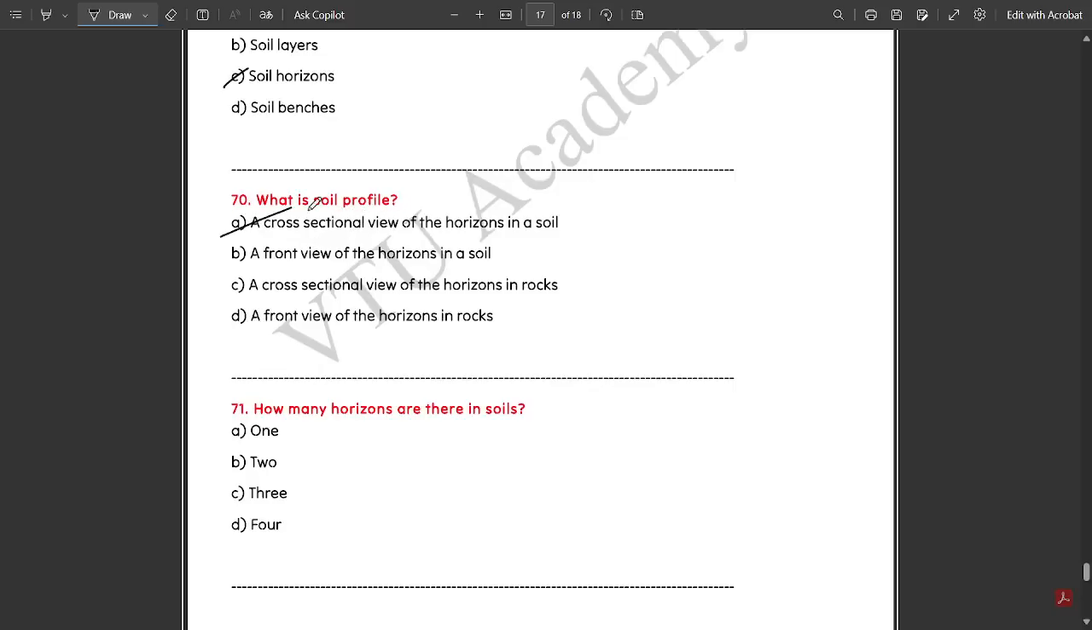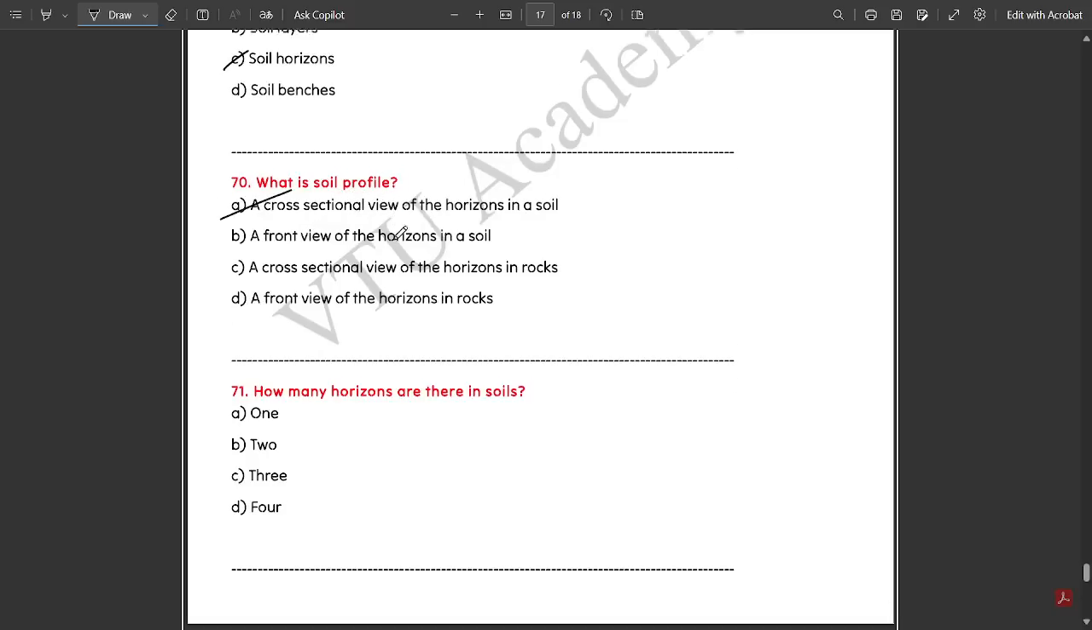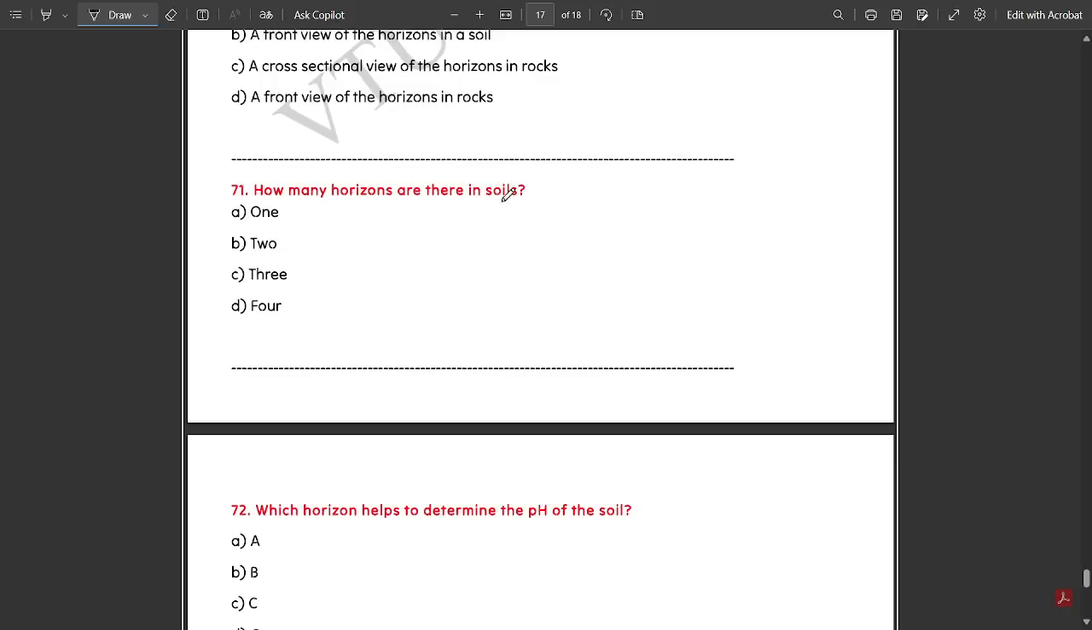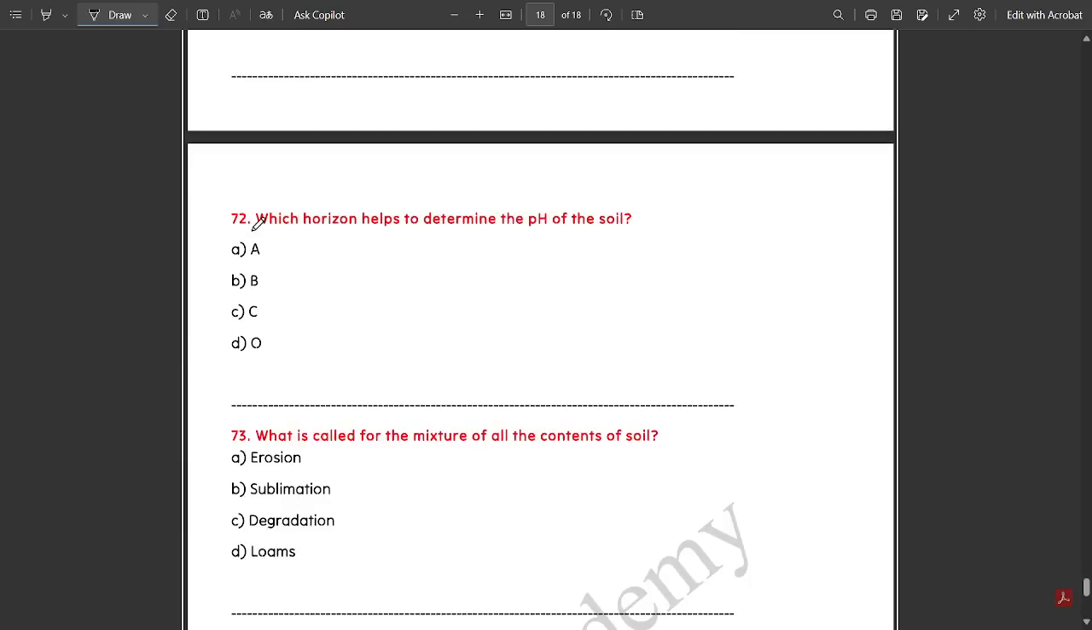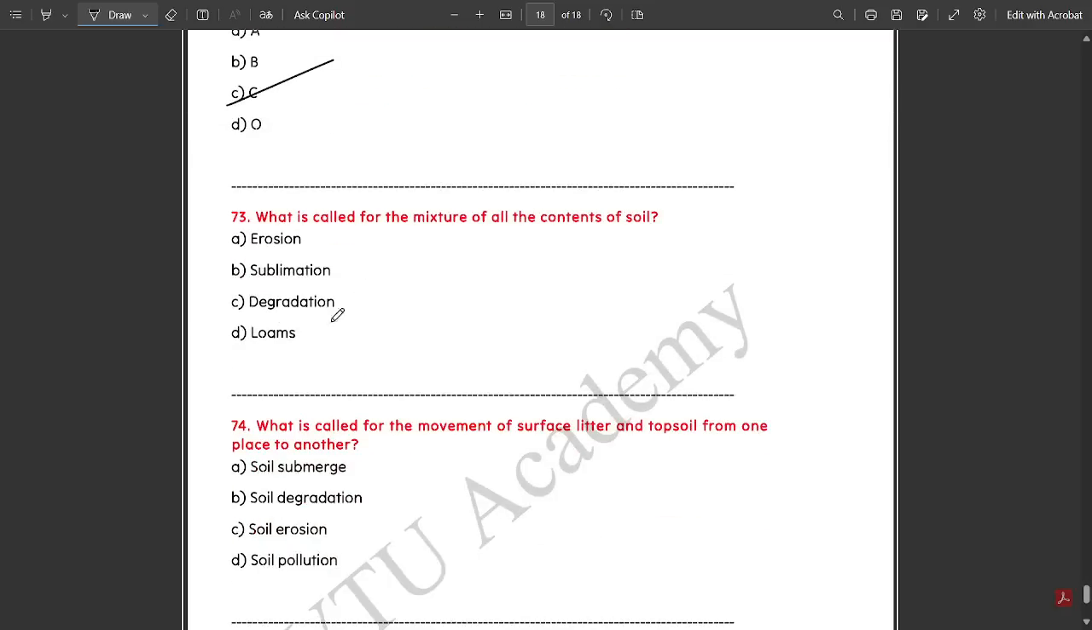What is soil profile? A cross-sectional view of the horizons in the soil is basically called a soil profile. How many horizons are there in the soils? There are 4 horizons in the soil. Which horizon helps to determine the pH of the soil? The answer is C. Horizon C.